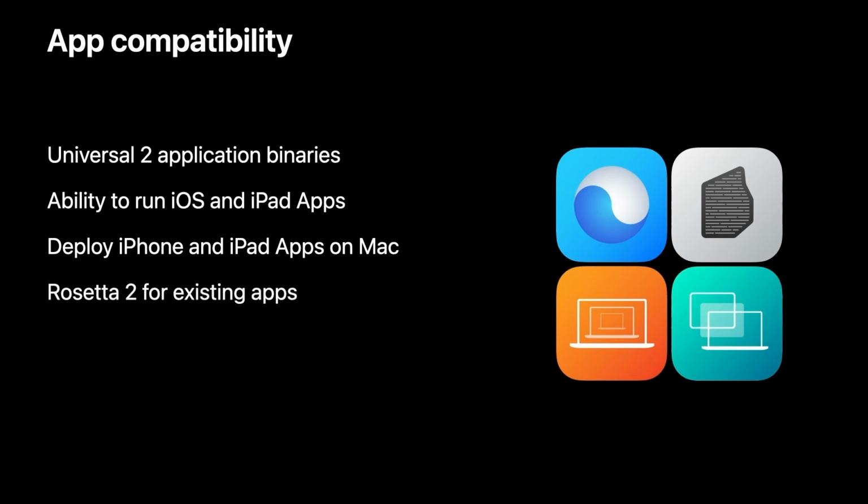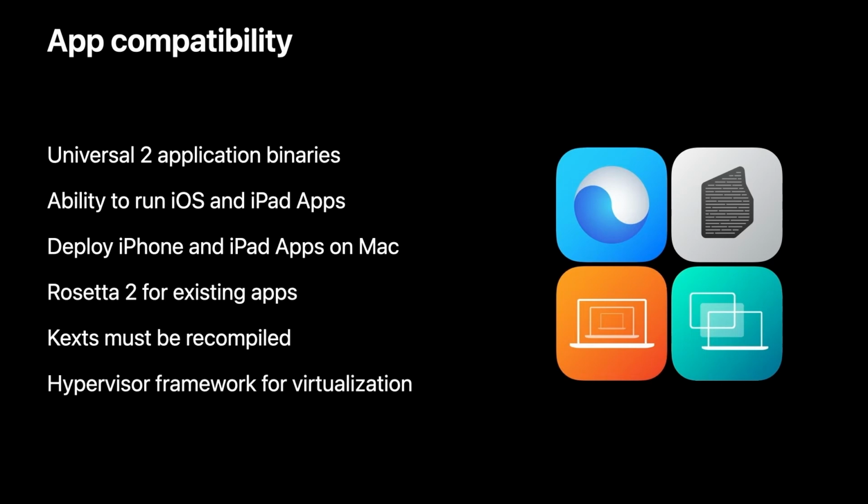And with the translation technology of Rosetta 2, users can run most existing Mac apps that have not been updated, including those with plugins. In macOS Monterey, Rosetta is not removed during OS updates if it's already been installed. As Rosetta cannot translate kernel extensions, they must be recompiled to run on Apple Silicon if they're needed, but hopefully the vendors you work with have already moved to system extensions. And the hypervisor framework allows for virtualization to be possible as well.